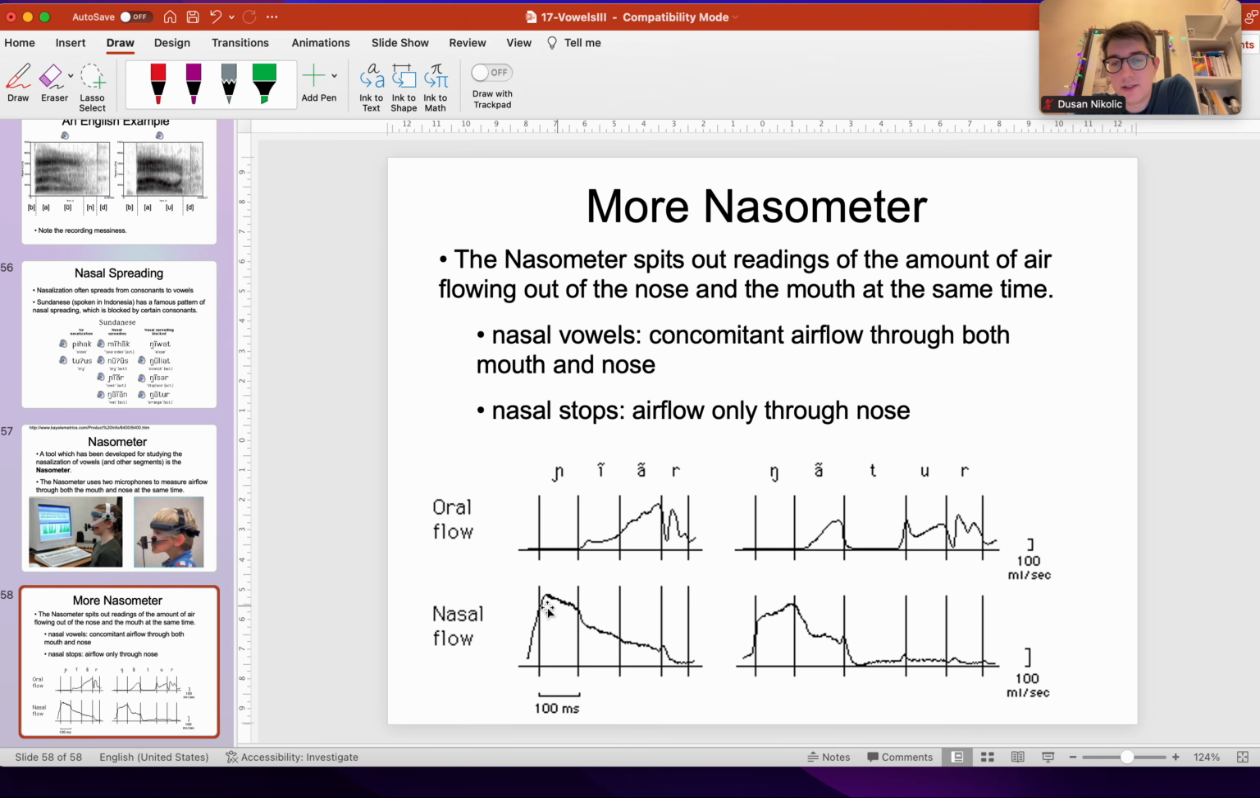So with nasal consonants, nasal flow is higher, and with nasal vowels, nasal flow is high, but as it approaches the end of the vowel, the oral flow becomes greater, and the same case is here, right? So that's how we can determine the level of nasality of the vowels with a nasometer.